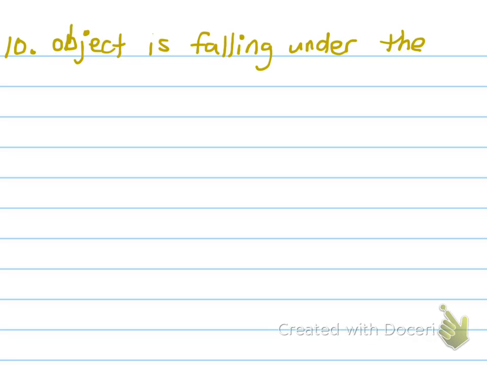So, number 10, what is the meaning of free fall? Free fall is that an object is falling under the force of gravity and no other forces, okay? Your textbook says fall is free of air drag and forces other than gravity. So the only thing that's acting on an object in free fall is gravity.